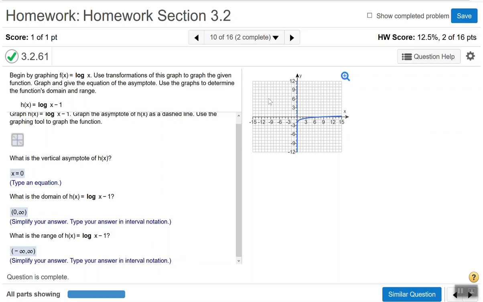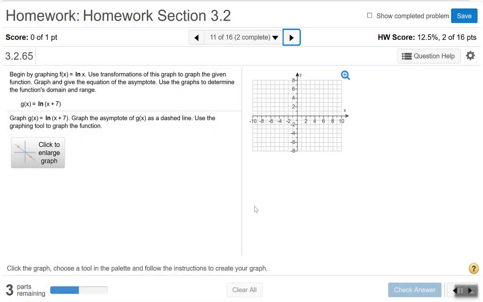All right, let's take a look at one more problem. One more graph here. So here we want to graph g of x equals ln, that is an L, not an I, natural log of x plus 7. Now the natural log is the same thing as our regular log with a base of e. So log base e, instead of writing that, we use ln to stand for natural log.